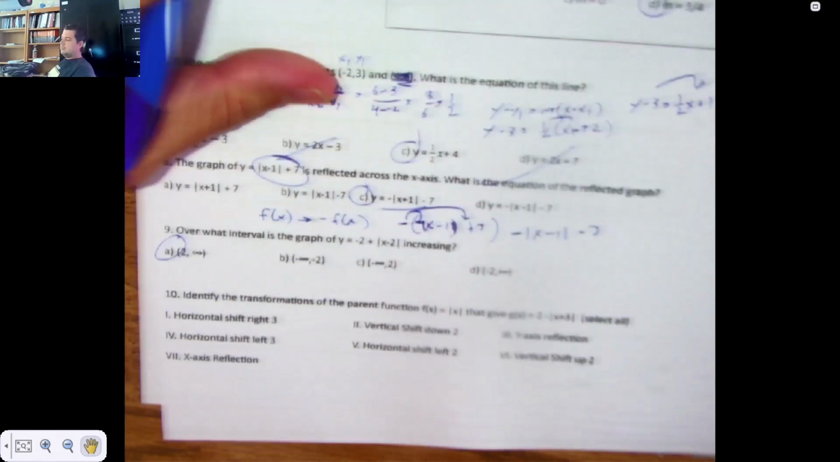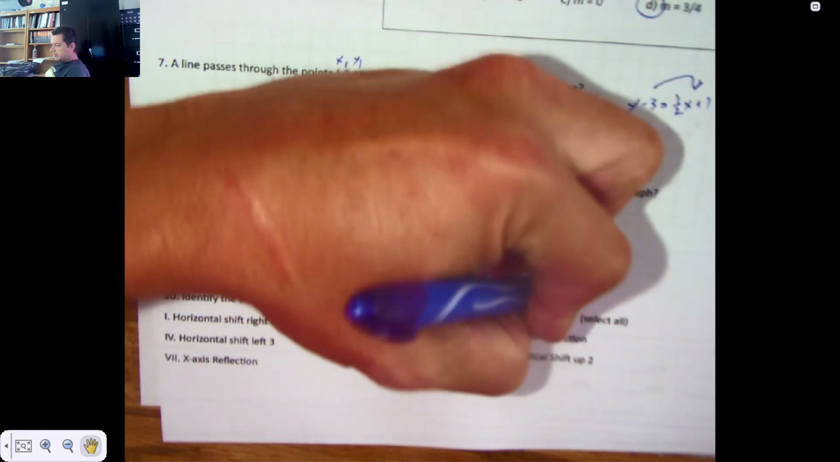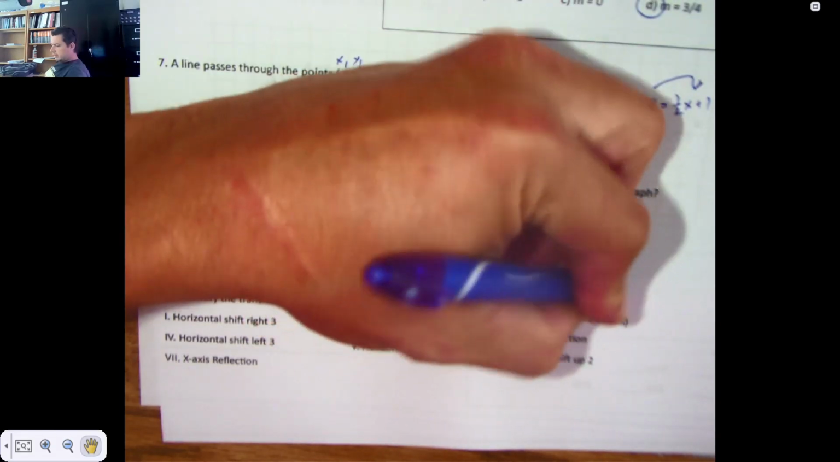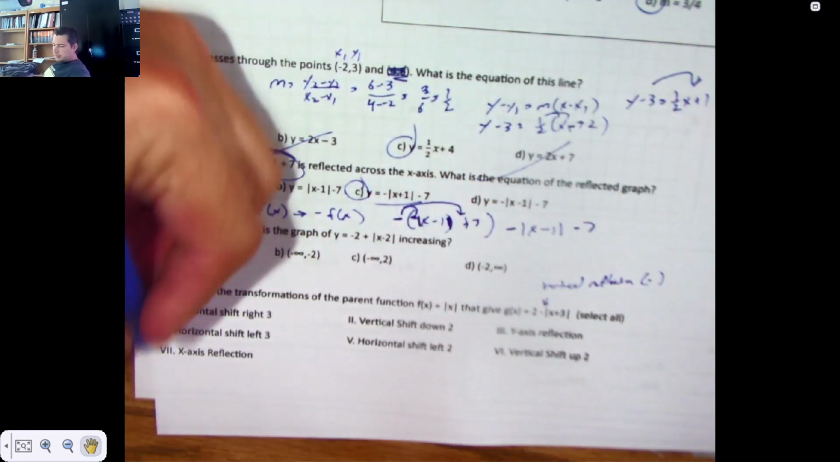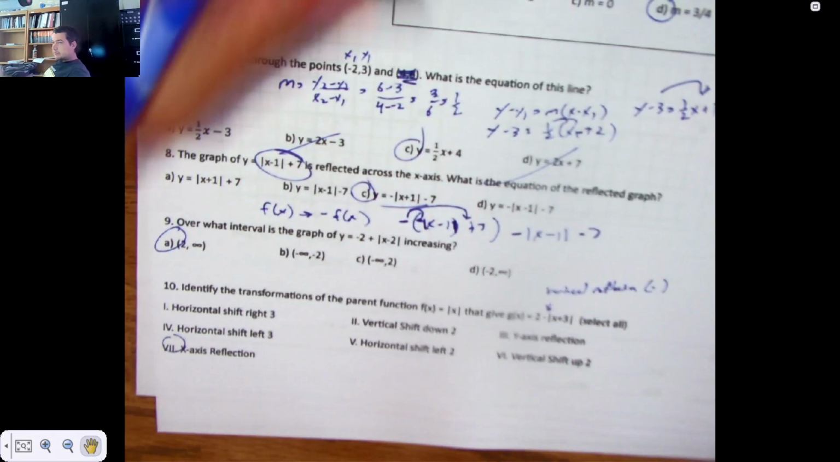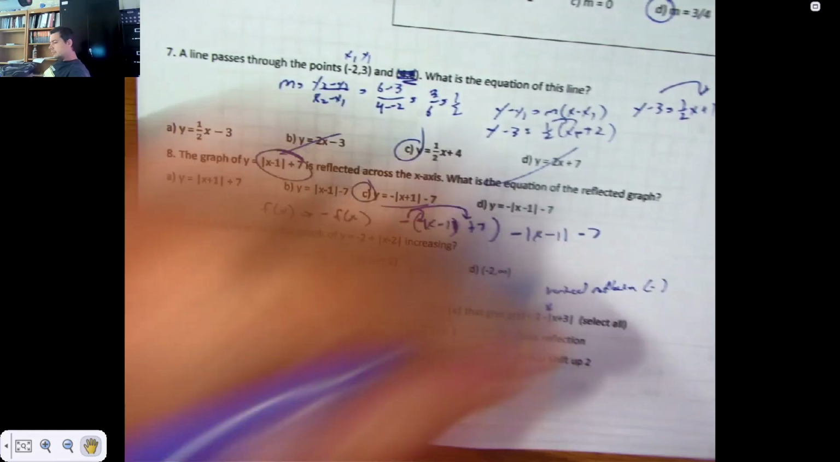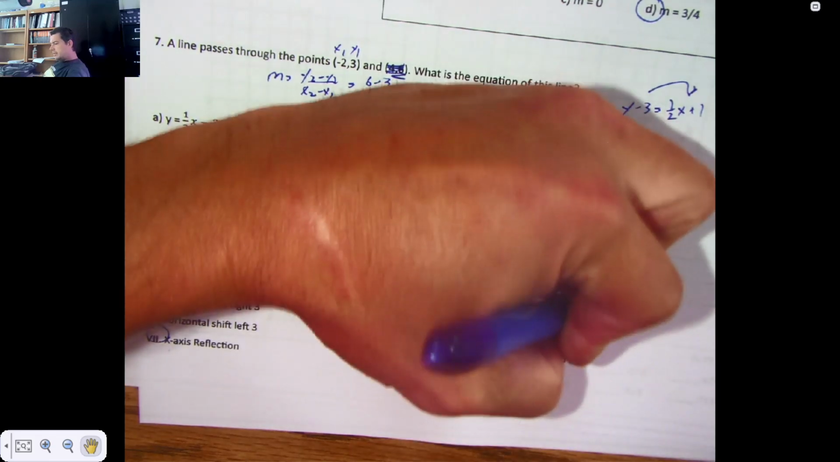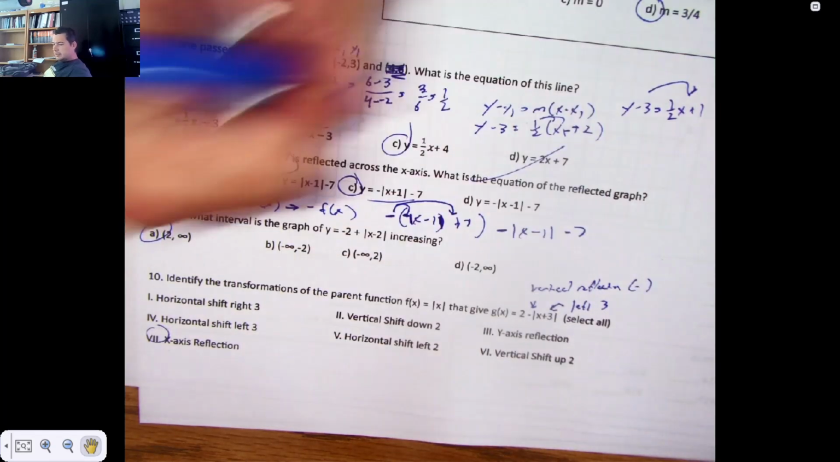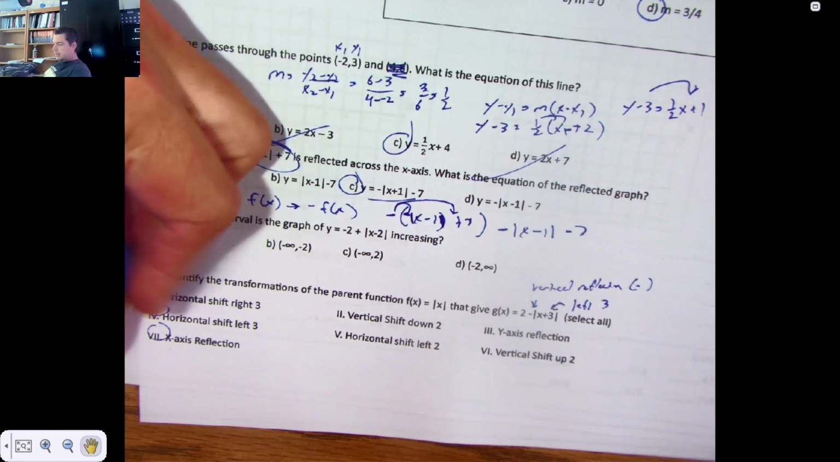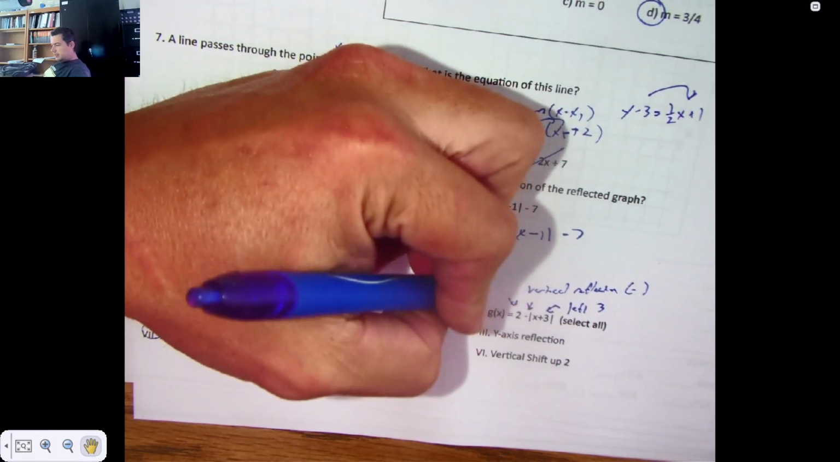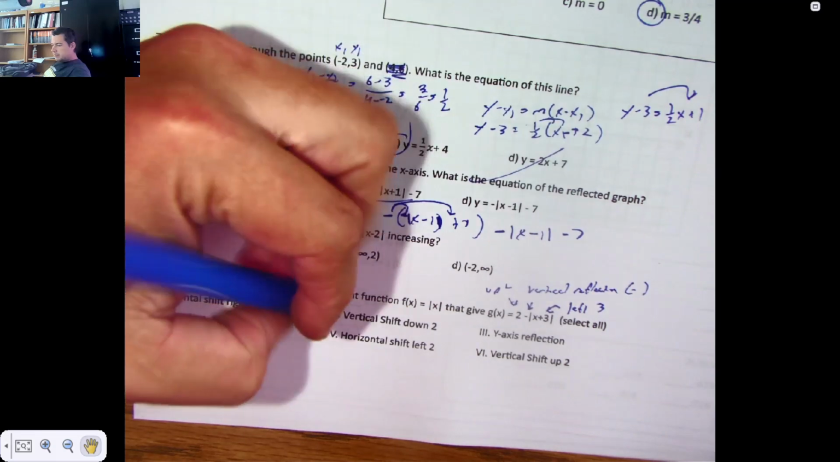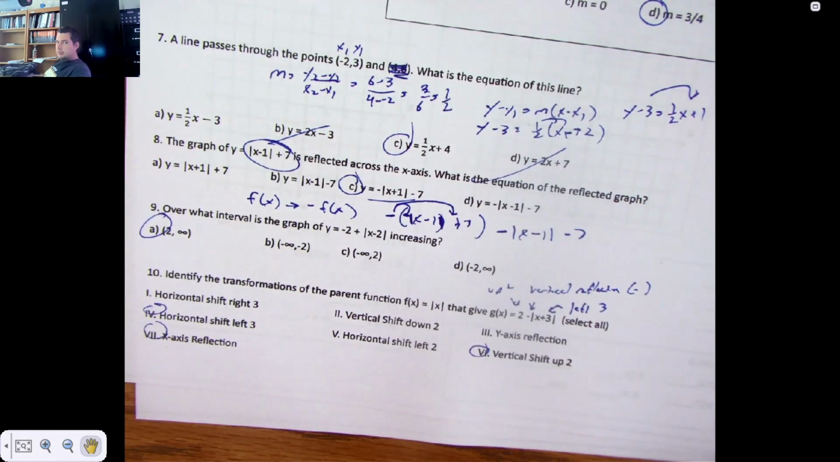Identify the transformations of the parent function f of x is absolute value of x that gives g of x equals 2 minus negative absolute value of x plus 3. Let's start with that. That is a vertical reflection. That negative symbol is. So x-axis reflection. This is inside, affects left to right. It's left 3, always opposite. So horizontal shift left 3. And that is outside, up 2 because it's positive 2. Vertical shift up 2.